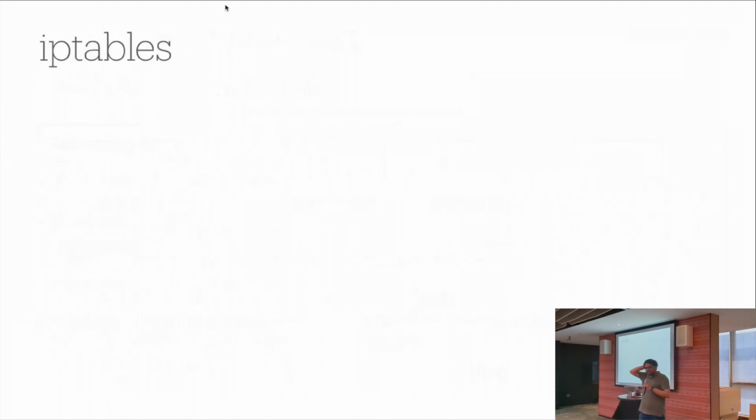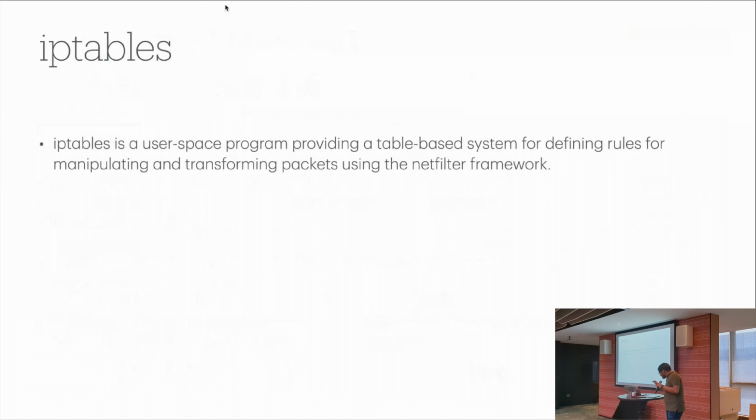Now, how many of you have used IP tables in Ubuntu 18? You must have used it in Ubuntu 18. Old Ubuntu versions, right? No one has. Old versions of Linux, now I think Ubuntu has UFW, but previously IP tables used to be the primary firewall. If there is some old DevOps person, he would have spent years on IP tables, right? So what is IP tables? IP tables is a user space program providing a table-based system for defining rules for manipulating and transforming packets using the NetFilter framework. The definition is too boring.